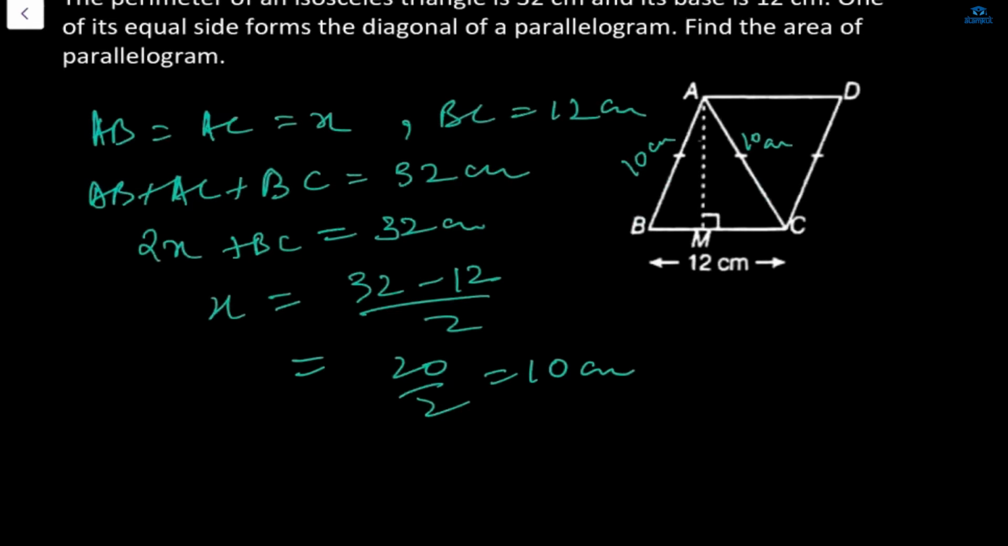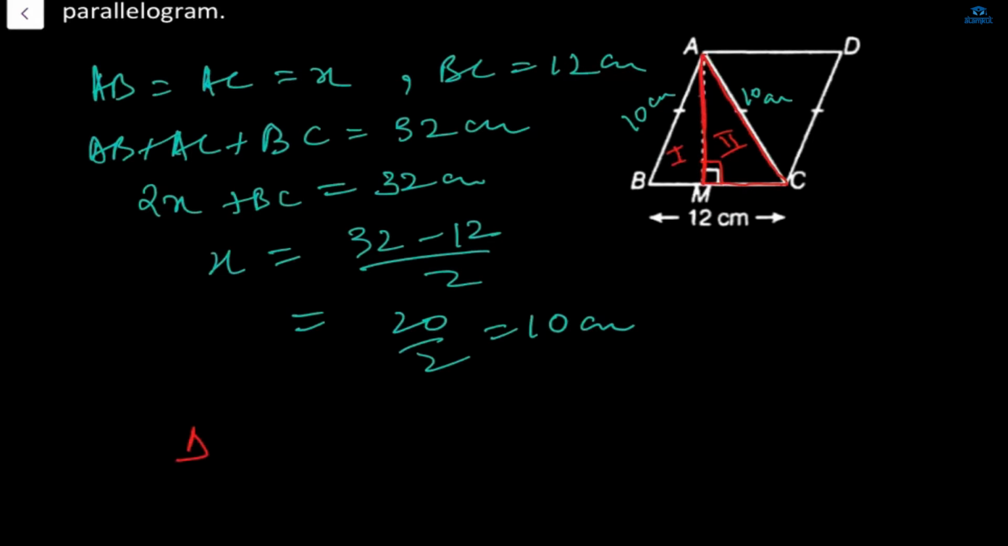Now if you see this triangle, this AM is perpendicular. The height is AM, so this is a right angle triangle. So from Pythagoras theorem we can find out the value of AM, but before that we need to know the value of MC. We know that BC value is 12. If you see both the triangles, 1 and 2, triangle AMB is congruent to triangle AMC. Okay, why?